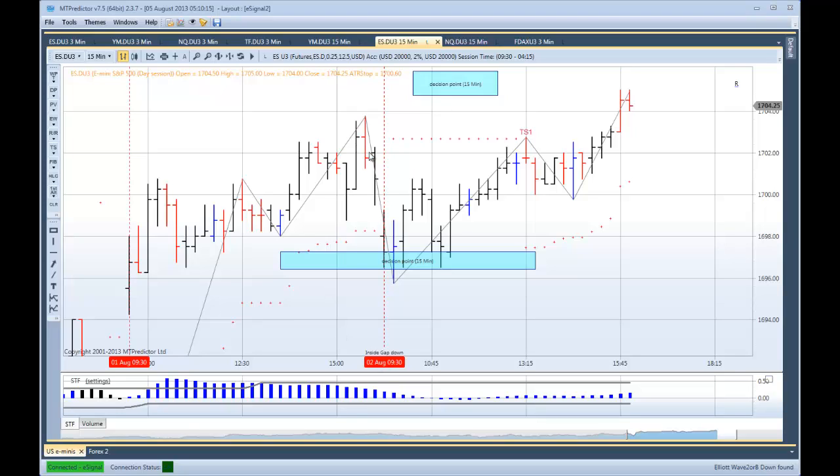So here we can see the ES came down, it opened lower and came down and found support at this 15-minute DP and then rallied quite nicely up into the opposing DP later in the day. This TS1 setup would not be valid because it was against a blue STF.